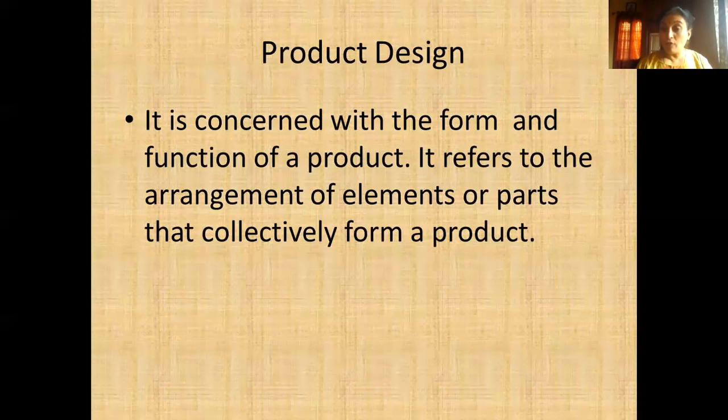Okay, friends, let us understand product design first. It is concerned with the form and function of a product. It refers to the arrangement of elements or parts that collectively form a product. So what is a product? You know, there are different products which satisfy human needs. And every product has different elements or parts. How we should arrange the elements or parts depends upon the product design. It is the form and function of a product.